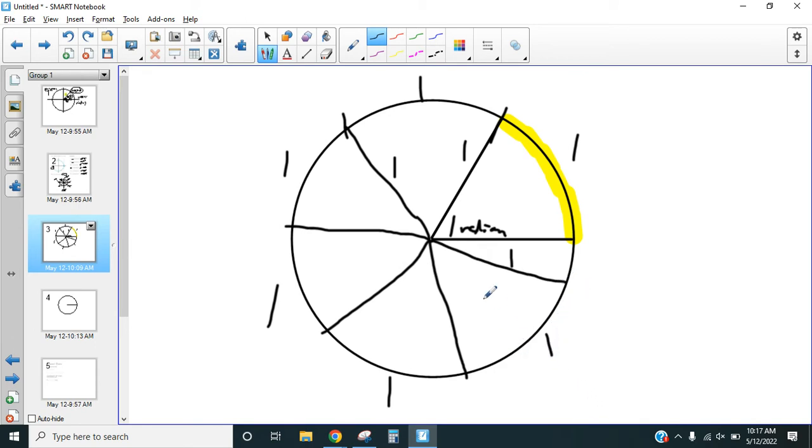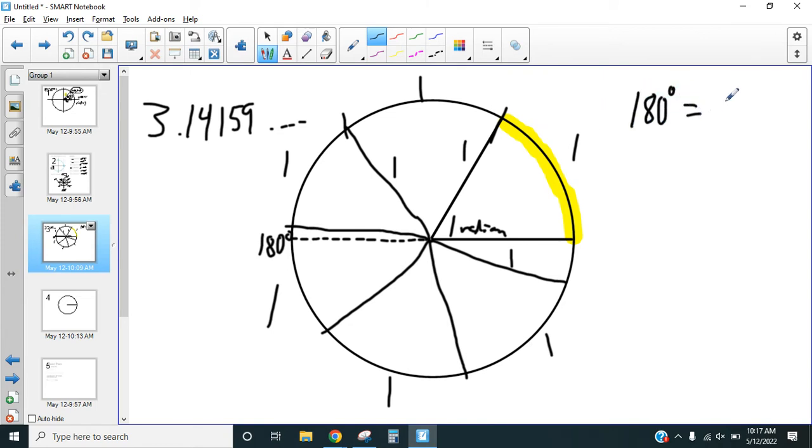Now, it just so happens that if I trace my radius over here to 180 degrees, the number of radians in a half of a circle turns into this, 3.14159. You get what I'm saying, right? So what does that mean? That means 180 degrees is equal to pi radians. It's a fun little consequence.